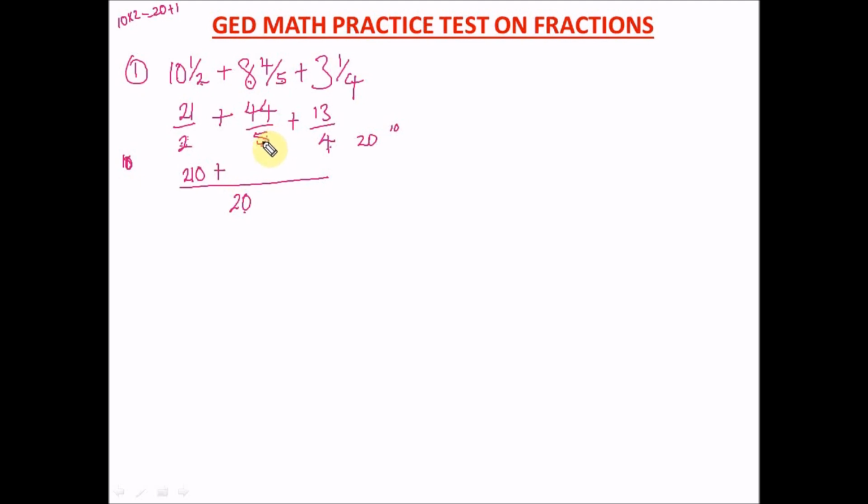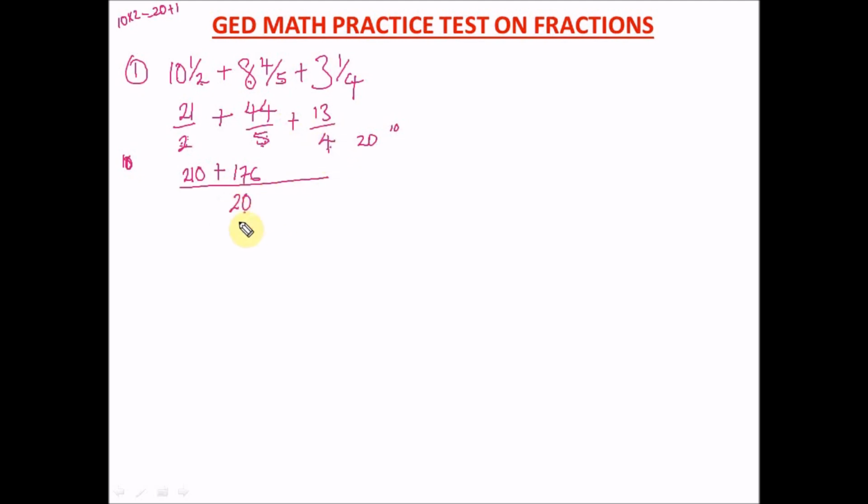Then 5. How many multiples of 5 can we find in 20? That's 4, because 5 times 4 is 20. Then 4 times 44. What is 4 times 44? When you punch it into your calculator, we have 176. All right. Now, how many multiples of 4 can we get in 20?